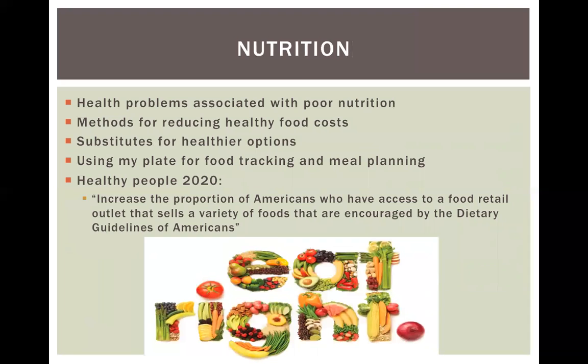Nutrition. So the topics I discussed were health problems associated with poor nutrition. These included heart disease, obesity, diabetes, tooth decay, high cholesterol, and high blood pressure. We also talked about methods for reducing healthy food cost. This included using coupons and digital coupons to make couponing easier, meal planning to reduce overspending and to prevent food spoilage, buying generic items instead of brand items, using a list to stay on track and to avoid impulse buys, trying different grocery stores to see where community members could get the best deals or discounts.